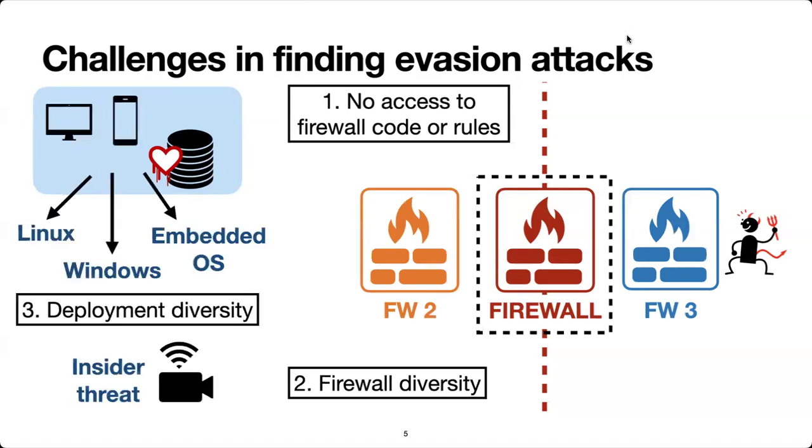Thirdly, there's also a large variety of hosts that can exist in the internal network behind the firewall. These hosts might have different operating systems, different networking stacks, and there might also be different kinds of insider threats. And any framework that is trying to find evasion attacks must be able to account for the interactions between these different hosts and the different firewalls that might be present in front of them.